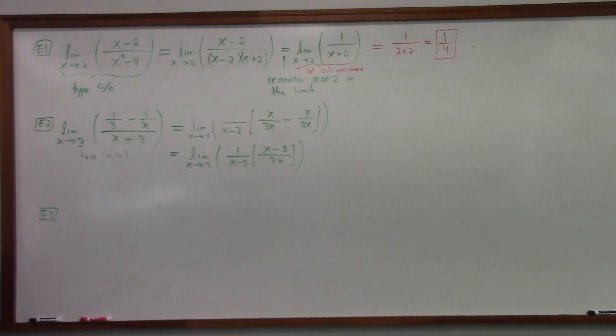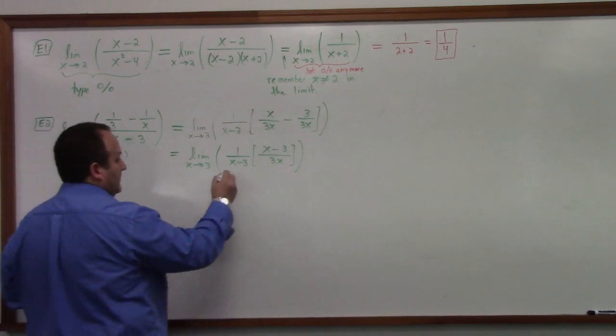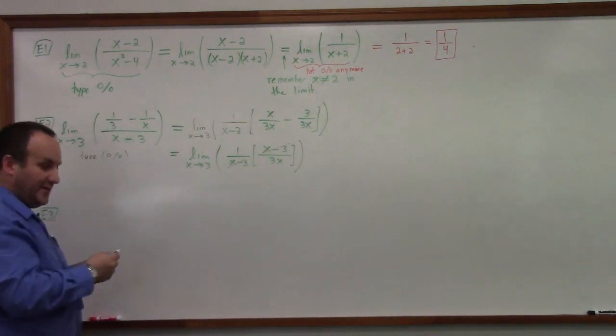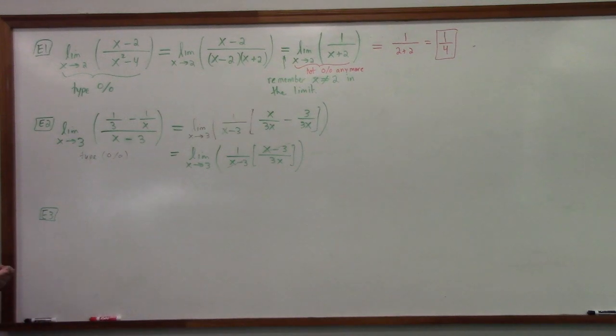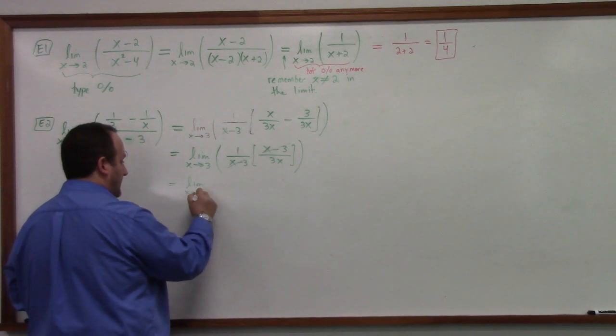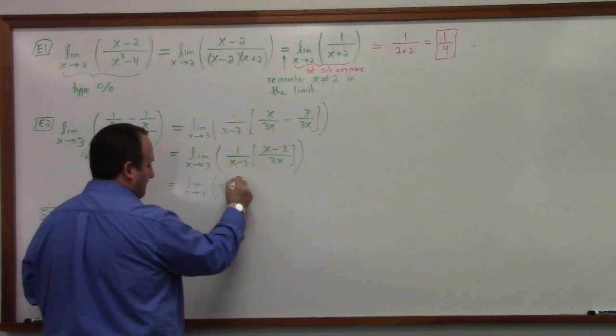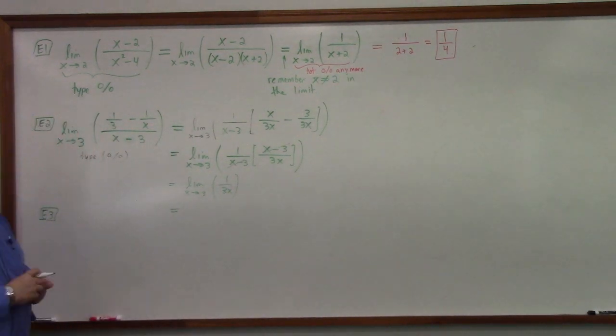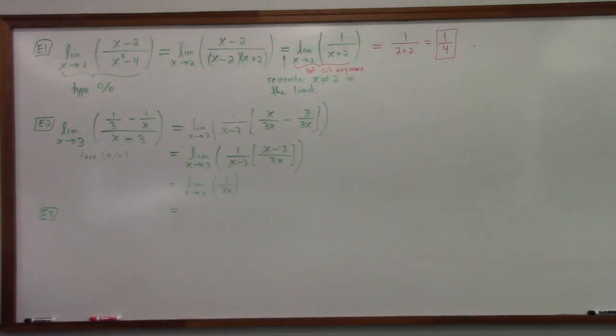So then what? Since x is not equal to 3 inside the limit, we're allowed to cancel the x minus 3 factors. Right? Like so. That's all that marker's good for. And we're just left with what? The limit as x goes to 3 of 1 over 3x. See, now it's no longer indeterminate. We're at a point where we can just plug in the limit point, right? 1 over 9. You got it.